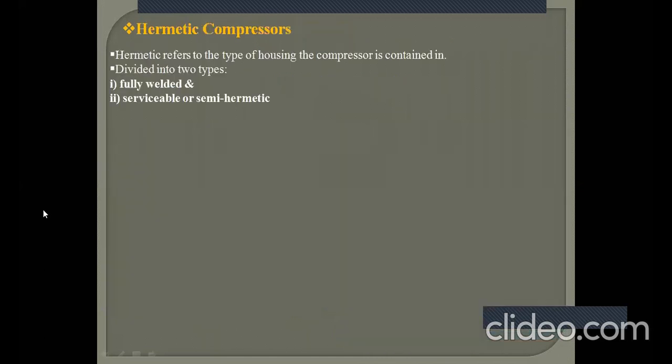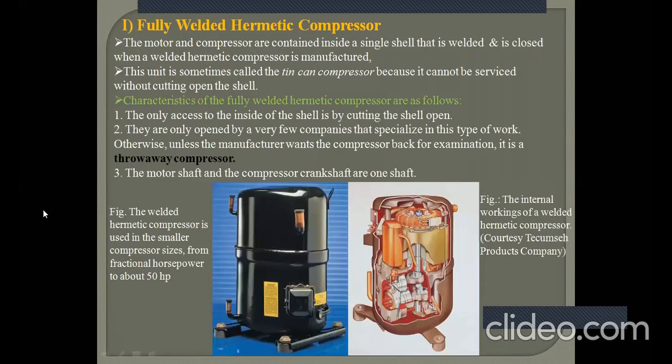So hermetic compressors are of two types. These hermetic compressors refer to the type of housing the compressor is contained in. As per the housing, for hermetic there is a special arrangement where the compressor is fitted inside the container. These hermetic compressors are again divided into two types: fully welded and serviceable or semi-hermetic. So let us see first the fully welded hermetic compressor.